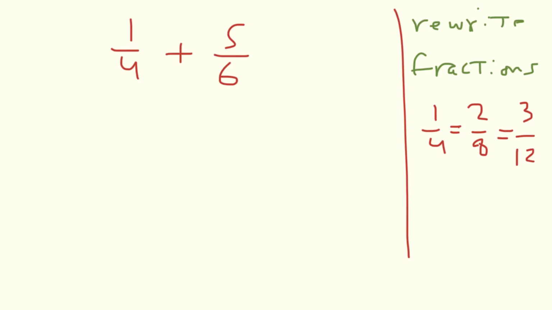But the question is, what is the number that we need to multiply? This is what we need to find out next. To do this, you need to remember the lesson, which is the least common multiple. What is the least common multiple of these numbers? 4 and 6.